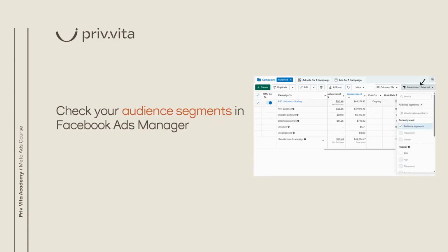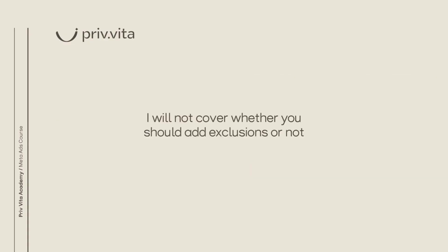It is good to keep an eye on this report because sometimes, even if you don't make any exclusions, the campaign goes super cold, and that is what we want. But if they do a lot of remarketing, it's a good indicator that you should either upload new creatives or start adding some exclusions. A little disclaimer, I will not cover whether you should add exclusions or not in this video.